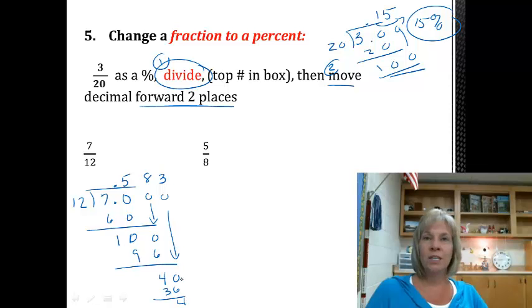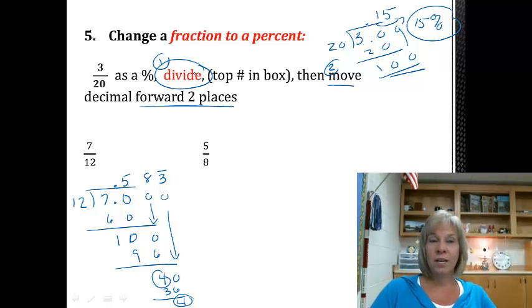So what do we see here? 4, 4. The 3 is going to repeat. Okay, now we divided. What's the next step? Move the decimal forward 2 places. So this would be 58.3%.